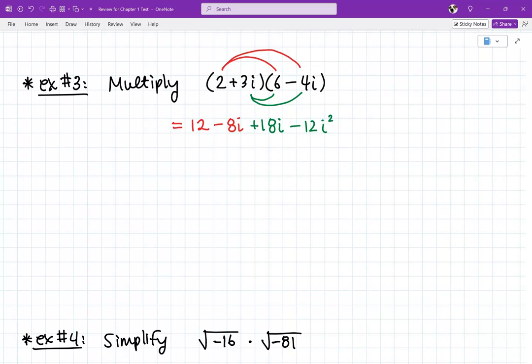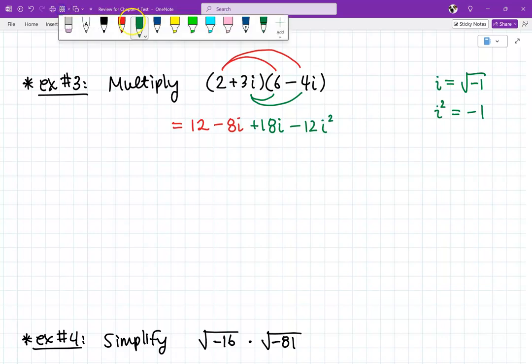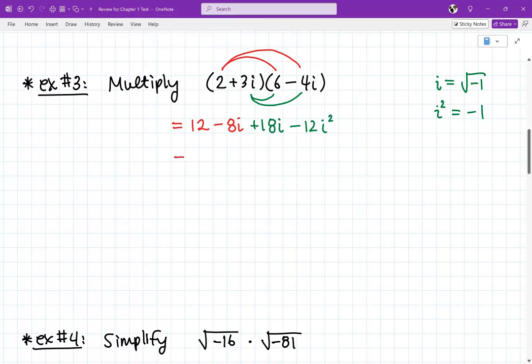Really quick reminder. i is equal to the square root of negative 1. i squared is equal to negative 1. That's important because we're going to have to change this i squared right here next to the 12 into a negative 1, okay? So let's go ahead and start cleaning this up a little bit because we pretty much already did the hard part.